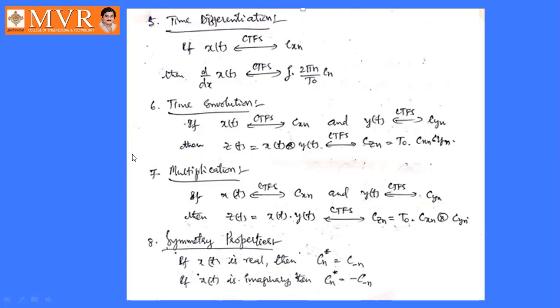Okay. Next property is the multiplication property. The continuous time Fourier series of x of t is Cxn and the continuous time Fourier series of y of t is Cyn.